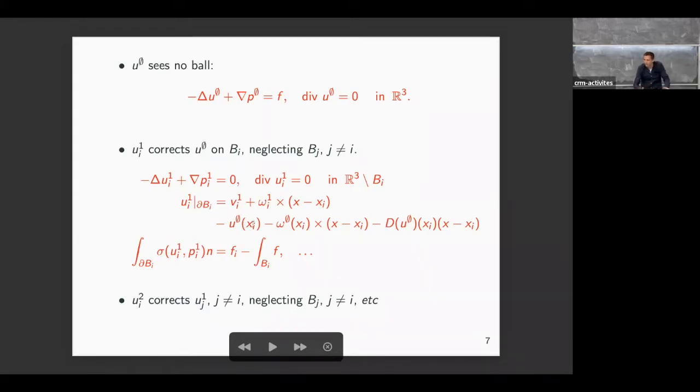Through Taylor expansion, actually, as the ball is small, you can approximate this error by some affine vector field. So there is a constant contribution, there is this contribution of the curl, and there is also a contribution of the symmetric part, which is very important when you look at the effective viscosity of these suspensions. But of course you can iterate the process, because now the correctors that you have added, the U_j^1, they all create an error on ball B_i, and so you can correct this error on ball B_i by a one ball corrector and so on. No problem with this iteration.